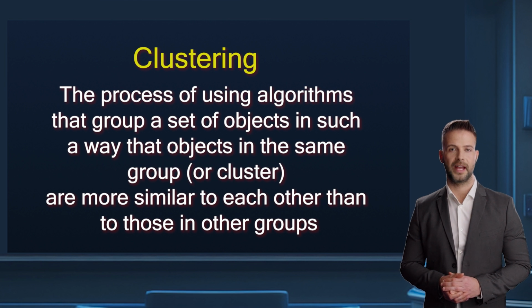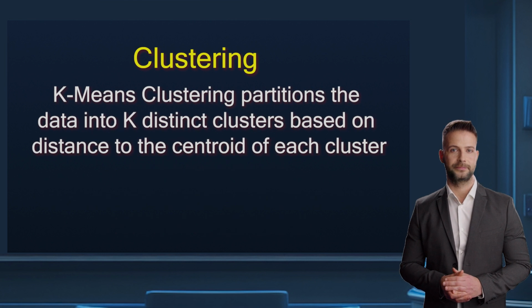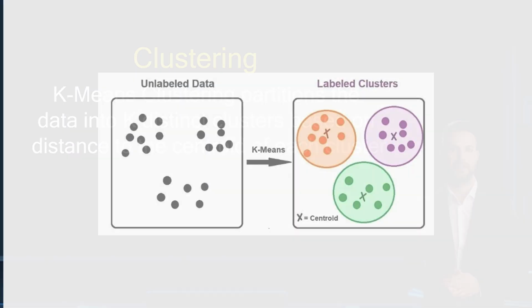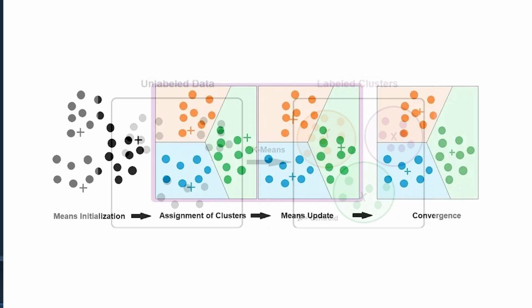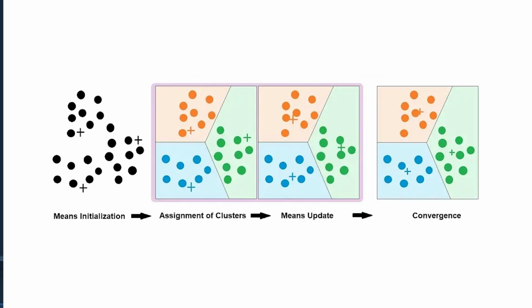Some popular clustering algorithms include k-means clustering. This partitions the data into k distinct clusters based on distance to the centroid of each cluster. Here is how this works. First, the algorithm randomly selects a number of centroids or cluster centers. Next, each data point is assigned to the nearest centroid. Then the centroids are recalculated based on the new groupings, and the process is repeated until the clusters are satisfactory.